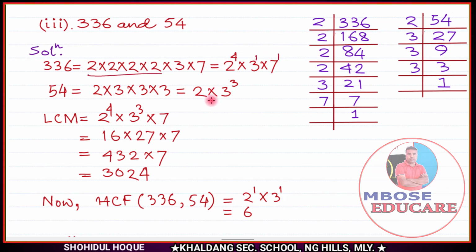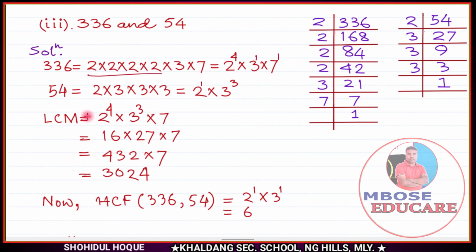Similarly 54, you see 54, 2 is 1 time, 2 into 3 into 3 into 3. 2 into 3 into 3 into 3 is equal, we have to write in the power form. 2 is 1 time, so 2 to the power 1, and 3 is 3 times, so 3 to the power 3. Now we have to find the LCM.